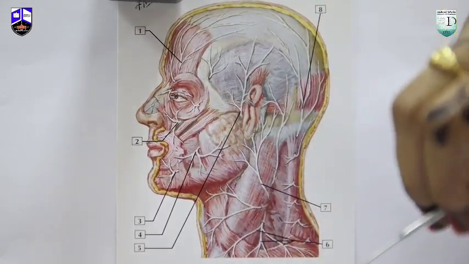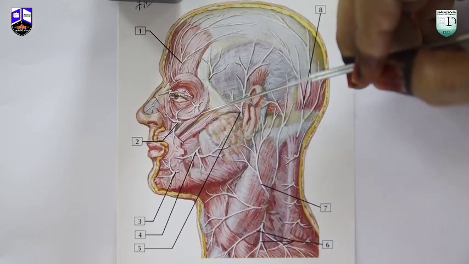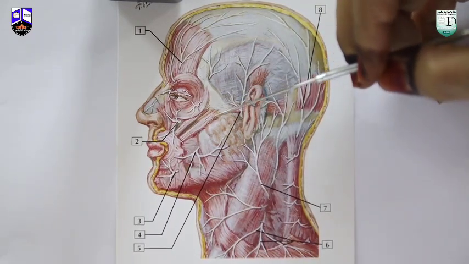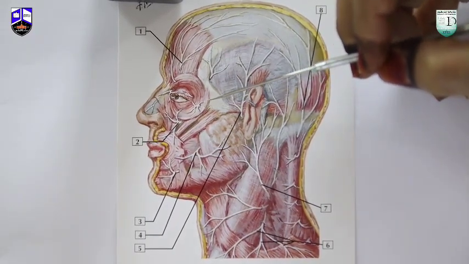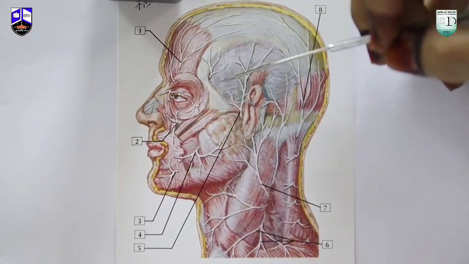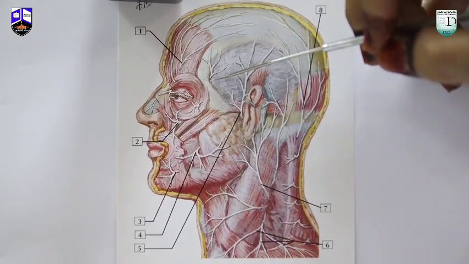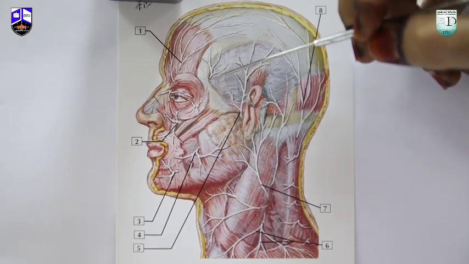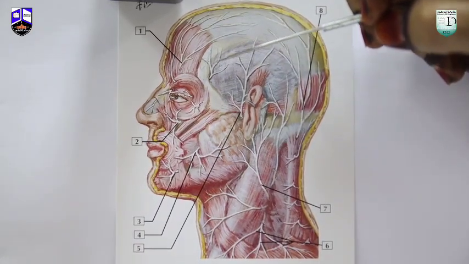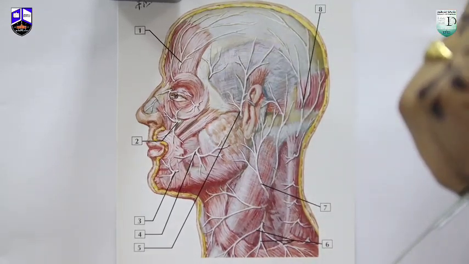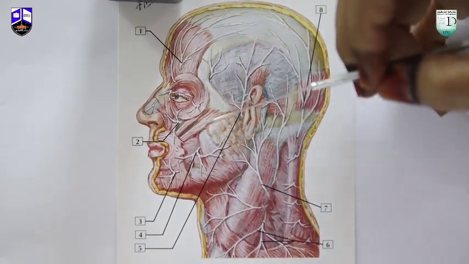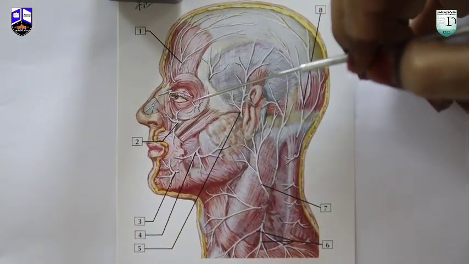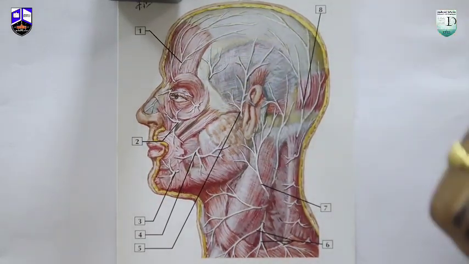The second branch from the maxillary nerve is the zygomaticofacial nerve that exits through the zygomaticofacial foramen on the anterior surface of the zygomatic bone. It supplies the overlying skin. The third one is known as the zygomaticotemporal, that exits through the zygomaticotemporal foramen in the posterior surface of the zygomatic bone and ascends upwards to supply a small area of the temporal region. So the three branches from the maxillary nerve are the infraorbital, the zygomaticofacial, and zygomaticotemporal branches.